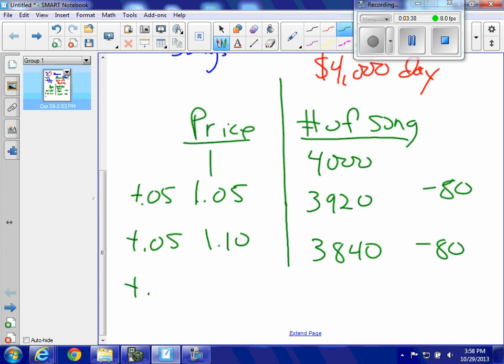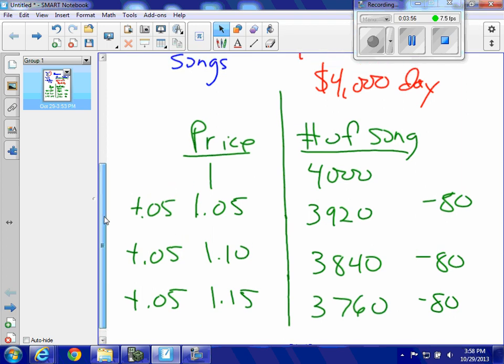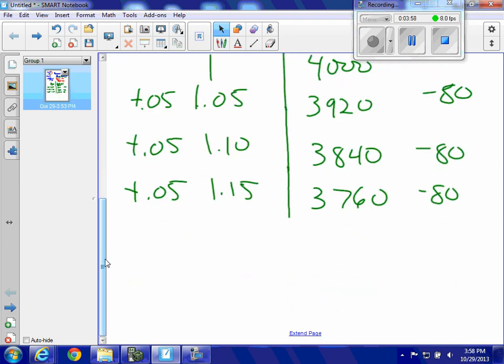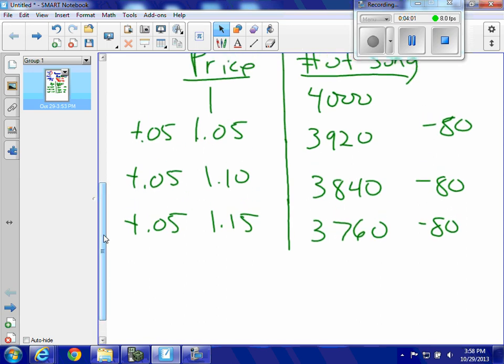If I add another nickel, I'm selling them for $1.15, and I'm only going to sell 3,760 songs. So I subtracted 80 again. What we can see here is that every time I raise the price a nickel, the number of songs goes down by 80. So I'm going to make an equation to represent those two factors.